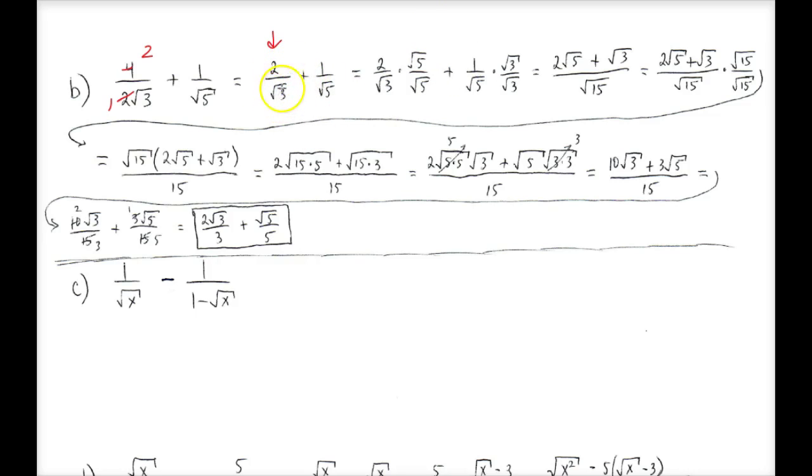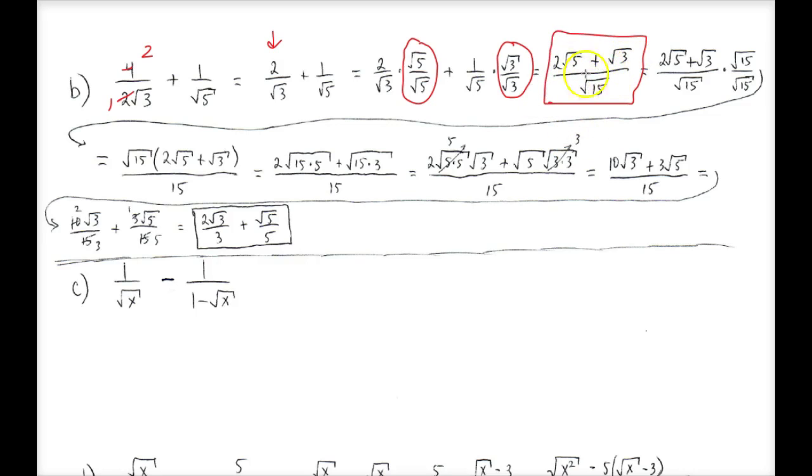So we see here, to get 2 divided by square root of 3 to have a denominator of square root of 15, we multiply both numerator and denominator by square root of 5. And to get 1 over square root of 5 to have a denominator of square root of 15, we multiply numerator and denominator by square root of 3. Okay? And so what we end up with is 2 times square root of 5 over square root of 15 plus square root of 3 times square root of 3 divided by square root of 15. And then, of course, if we add both of those together, we end up getting what we see here, okay?